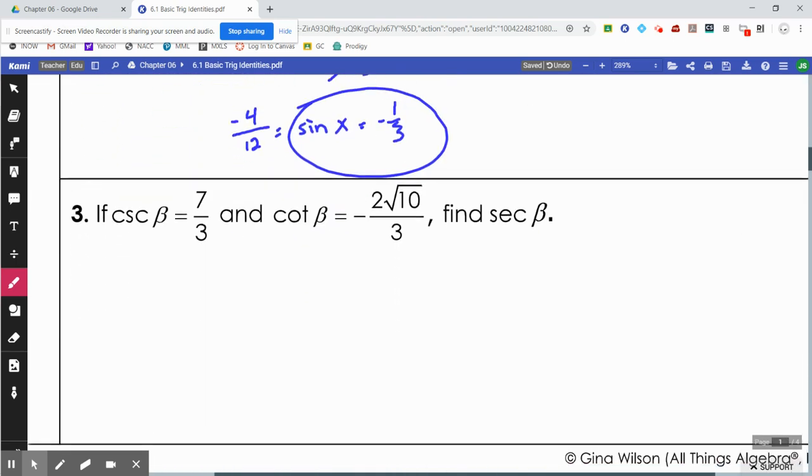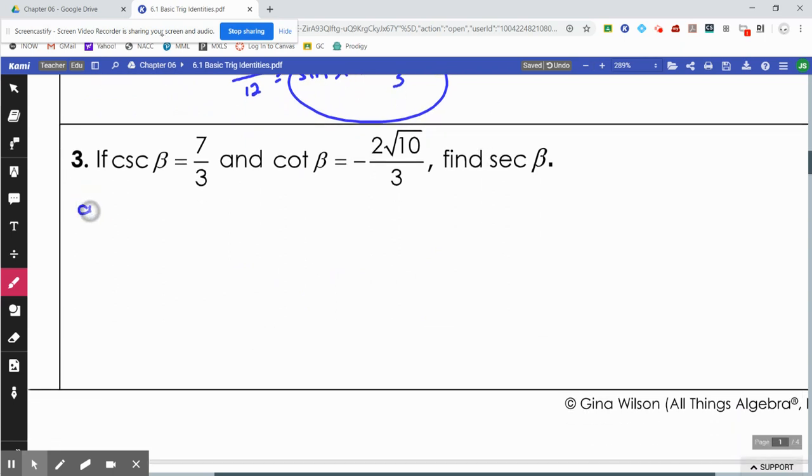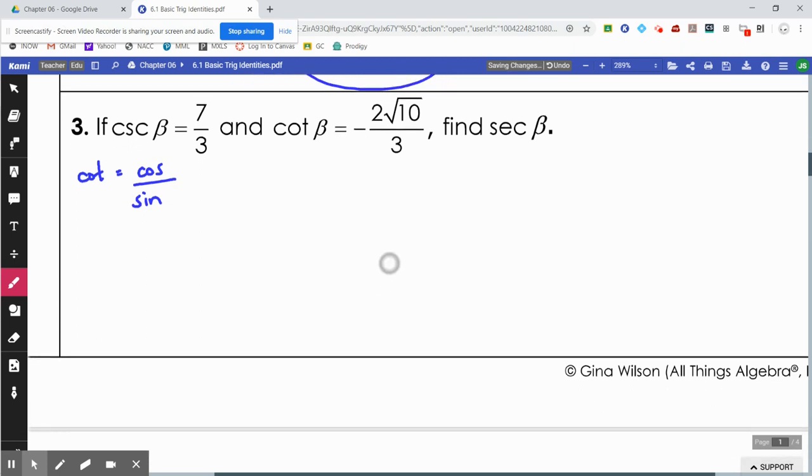So let's write down that I know that the cotangent of an angle, of any angle, so you can put the angle if you want to, is equal to the cosine of that angle over the sine of that angle. So if we're given the cosecant, let's start there. If cosecant is equal to 7/3, that's implying that the sine is equal to 3/7.